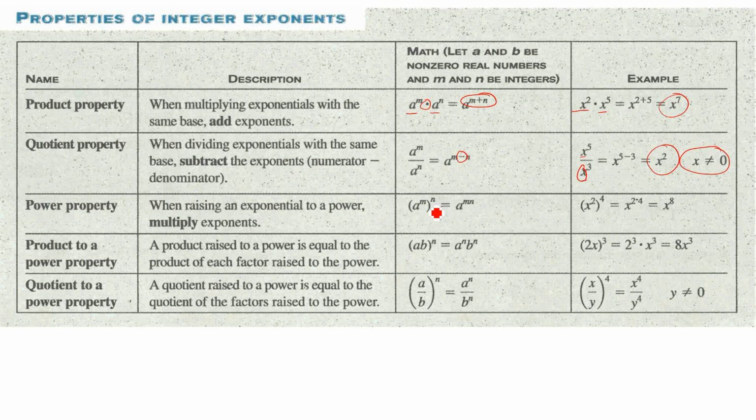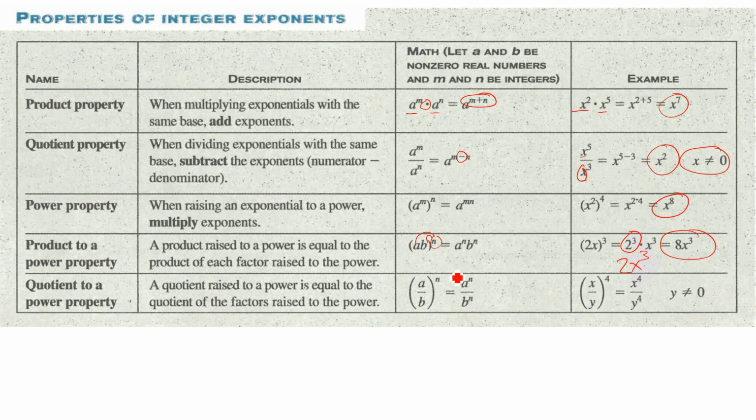All right? If we have a power raised to another power, we're going to multiply them. So x squared to the 4th becomes x to the 8th. And then we can also distribute. So if we have a power on the outside, it distributes into both terms on the inside. So 2x cubed becomes 2 cubed times x cubed, or 8x to the 3rd. And this is a huge common mistake. Oftentimes people will write 2x to the 3rd, forgetting that the first term also needs to be raised.